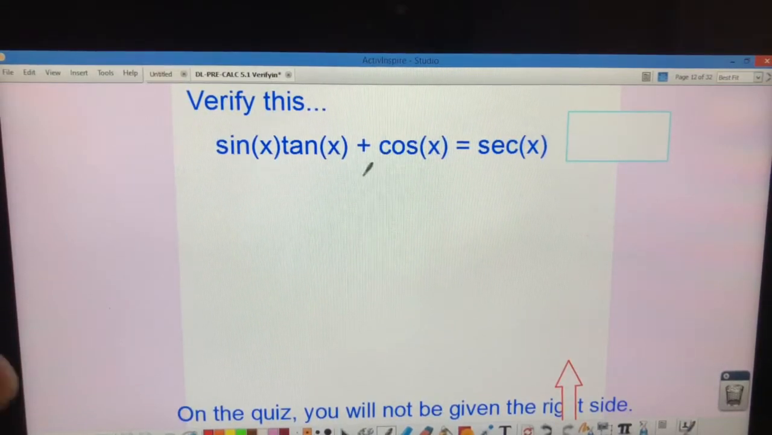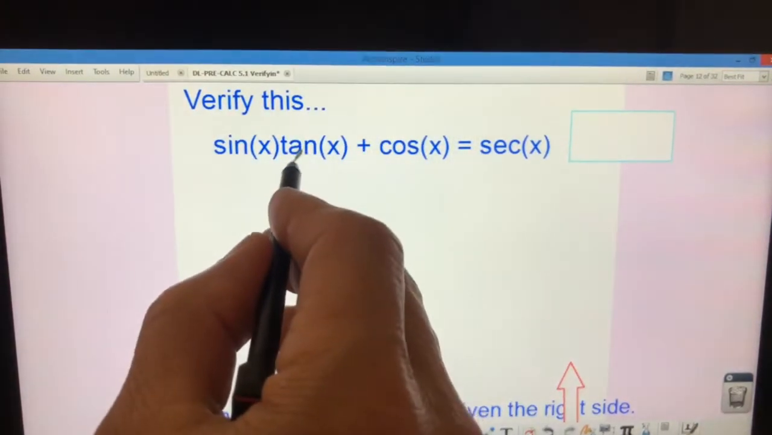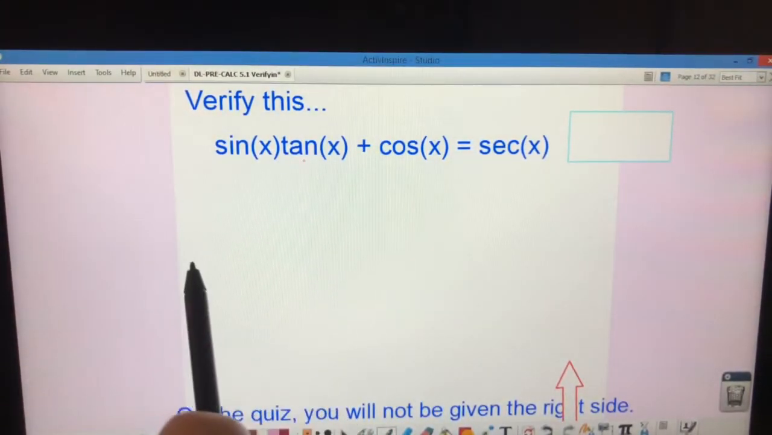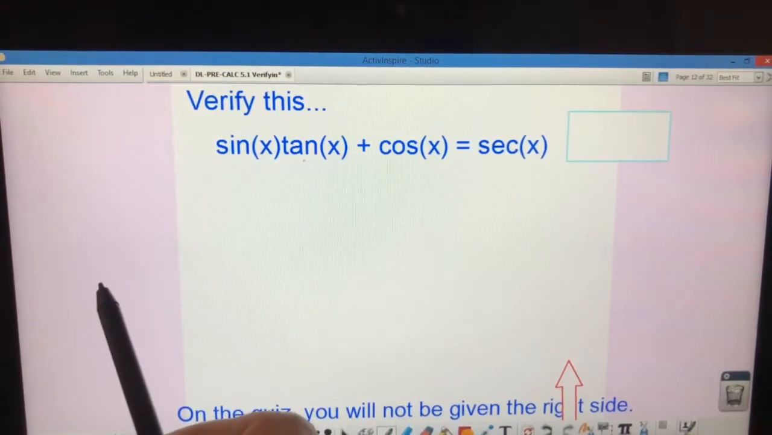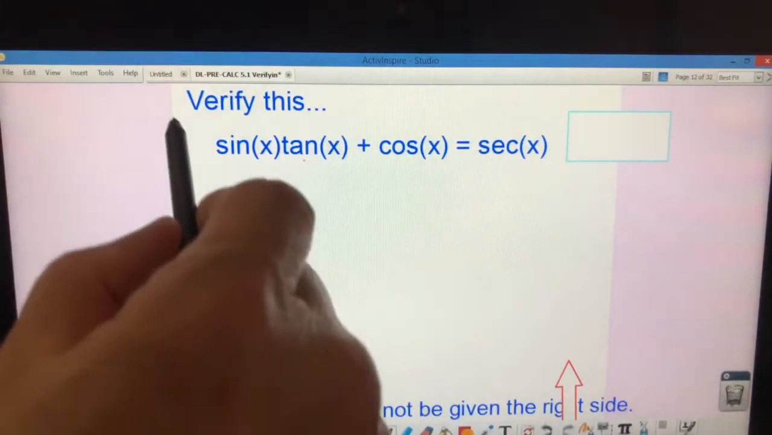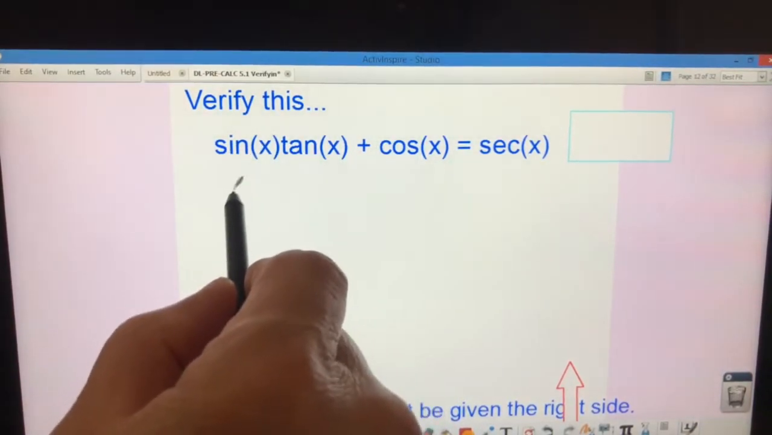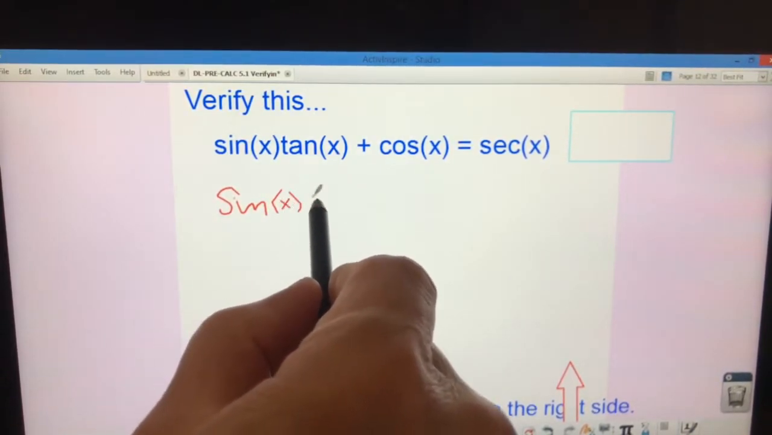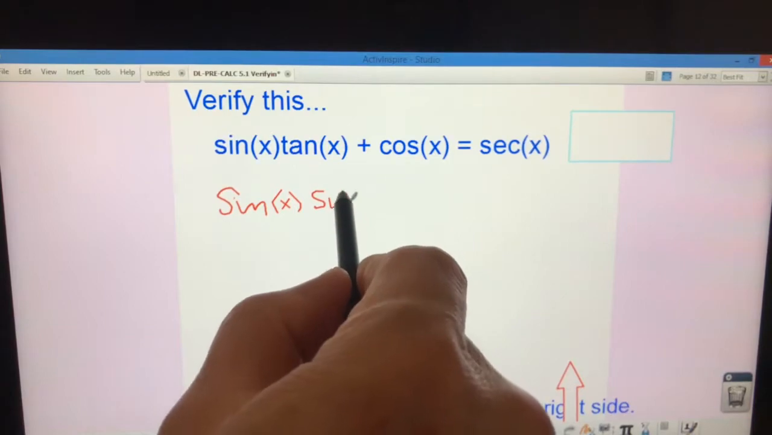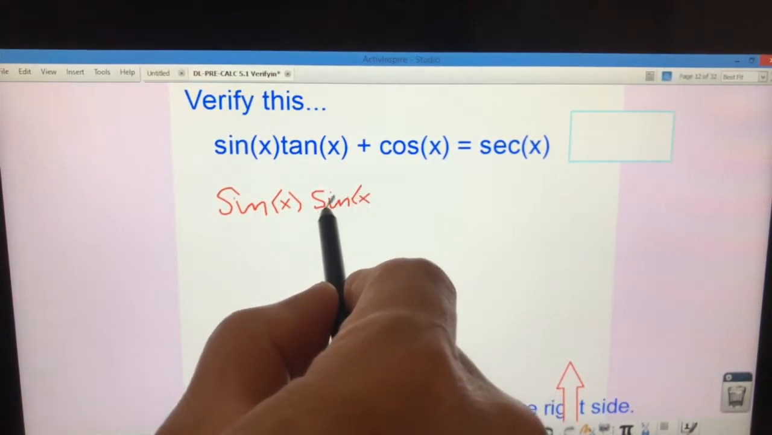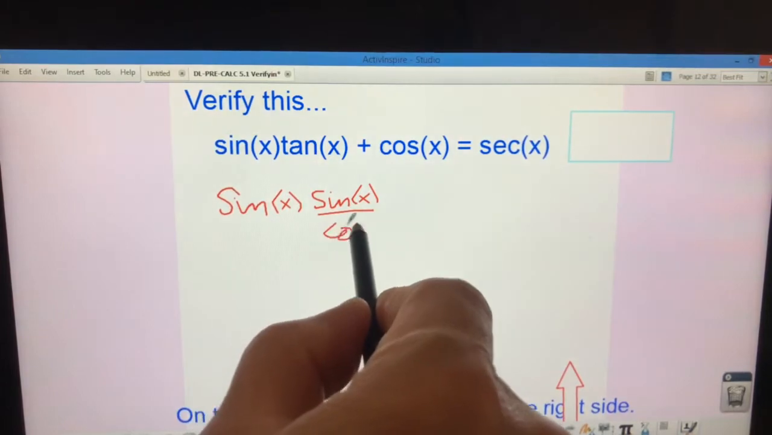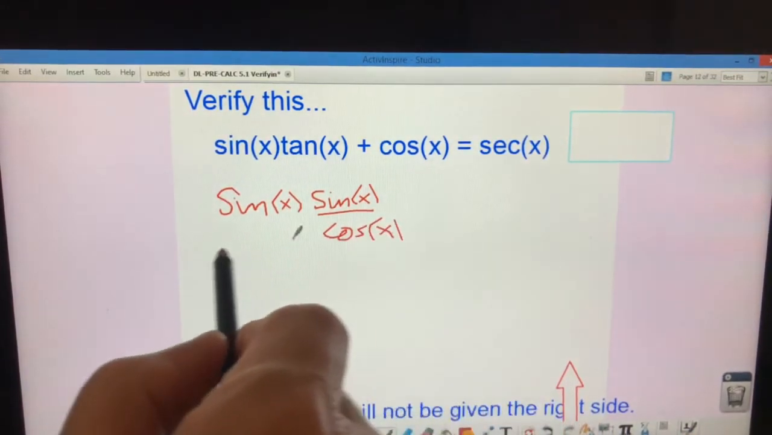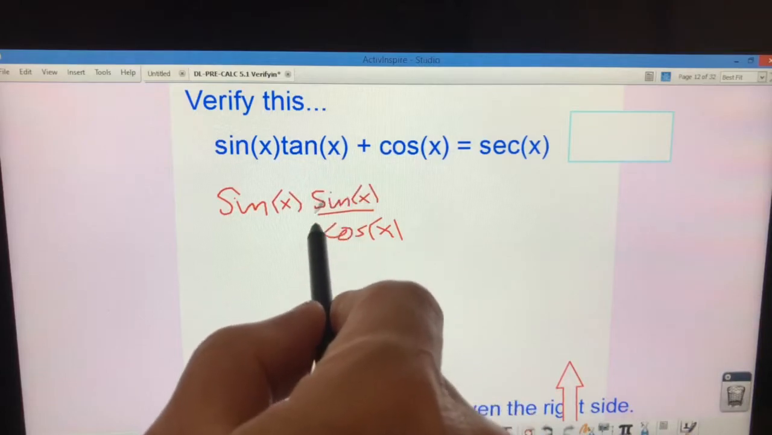We're going to look at this side. My rule of thumb, and it happens most of the time, I would say 80% of the time: when I see a tangent, I will convert it back to the simple ratio of sine divided by cosine. So I'm going to write it like this. Sine stays by itself. Tangent, I'm going to write as sine of x over cosine of x. Like that. So this is sine and this is tangent.